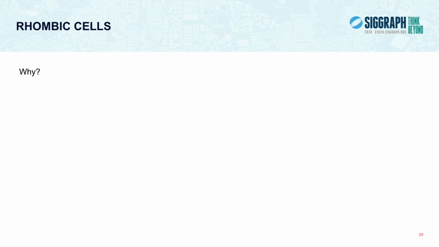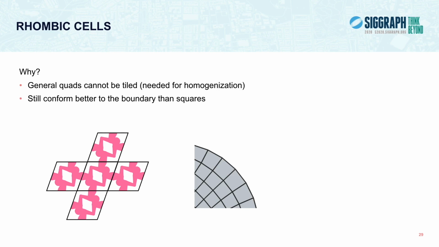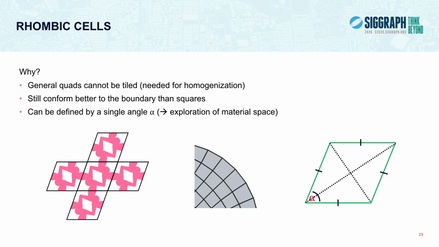But first, let's discuss why we are using rhombic cells in the first place. The first reason is related to the fact that not all shapes can be used for periodic tiling and running homogenization. Because of its congruent sides and parallel opposite sides, any rhombus fits that purpose. In addition, as said before, accepting only rectangular cell shapes makes it difficult to conform to arbitrary boundaries. Approximating cells to rhombic achieves a better result at that. Finally, a rhombus can be defined by a single angle alpha. This makes it easier and less expensive to run sweeps and optimization procedures when exploring the material space.